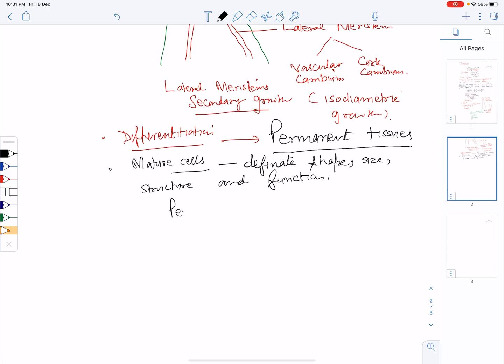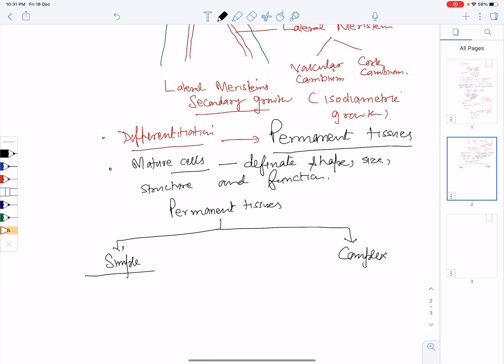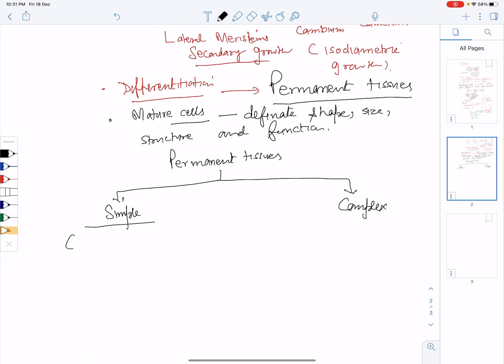Now, permanent tissues are of two types: simple and complex. Simple permanent tissues are made up of one kind of cells. Complex permanent tissues will be made up of more than one kind of cells.